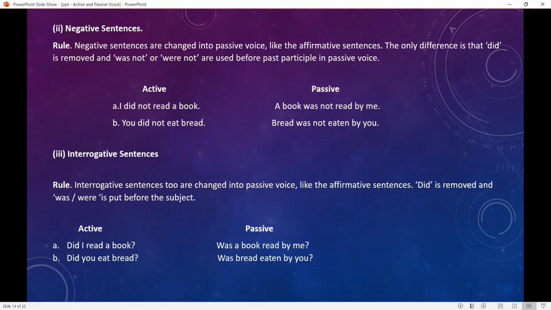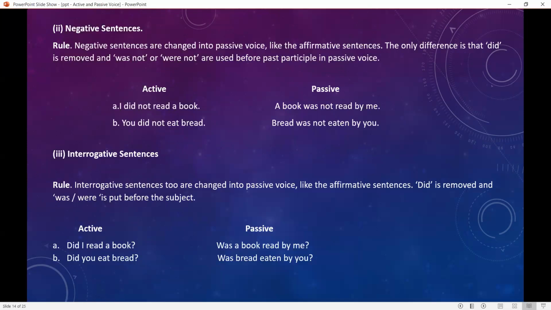Active voice: I did not read a book. So the passive one is: a book was not read by me. You did not eat bread. Bread was not eaten by you. I have consistently used the same examples here, children, in both the videos. Maybe I have changed one example later on because there was a need for a change. So you can easily understand with the same example.